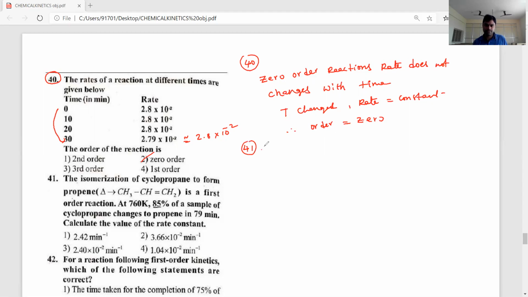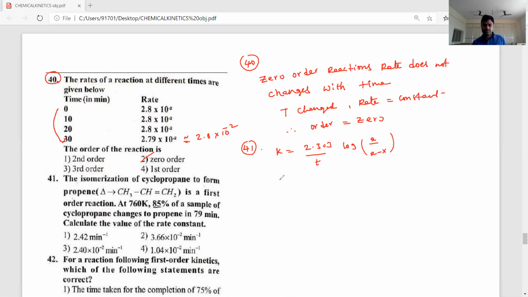Okay, let's see 41. In isomerization, cyclopropane is converted into propene, a first order reaction. At 760 kelvins temperature, 85% of the sample of cyclopropane changes, means 85% reactant is consumed, means 85% product is formed in 79 minutes. Calculate the rate constant K, they asked. So the direct formula: K is equal to 2.303 by t into log a by a minus x.